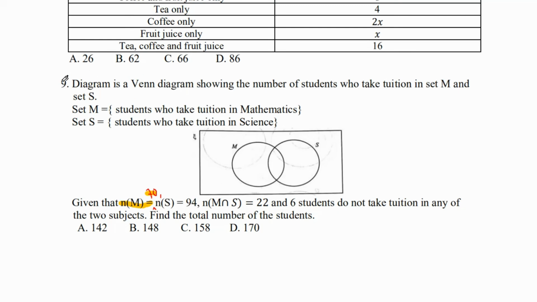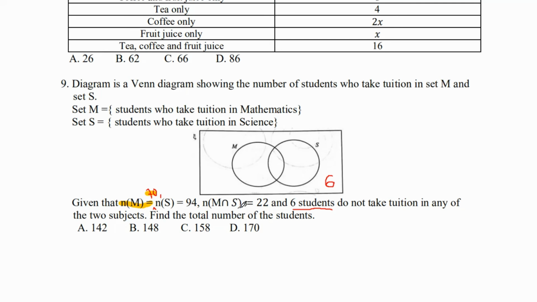Okay, so we continue. Set M is the number of students who take tuition in mathematics. Set X is the students who take tuition in science. Given that the number of students in M is 70, the number of students in science is 94, M intersect X equals 22, and 6 students do not take tuition in any of the 2 subjects. So we always start from the last sentence. These 6 students, we should put outside. It does not belong to M, does not belong to X, but is outside.